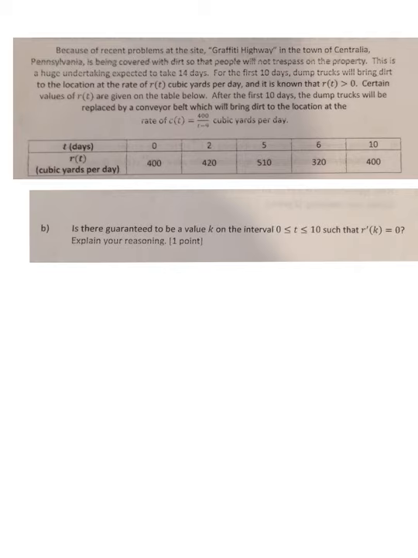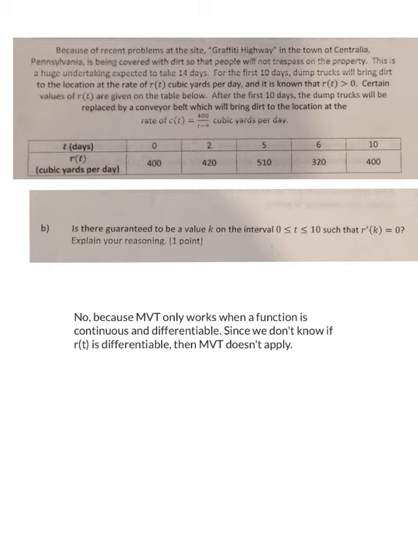Similar to part A, in part B they're asking, is there guaranteed to be a value of k on the interval from 0 to 10? So they're giving you an interval, and again they're also giving you R prime of k. So this also smells of mean value theorem, and they want to know, does the mean value theorem work? And here would be your explanation. So let me go through it with you.